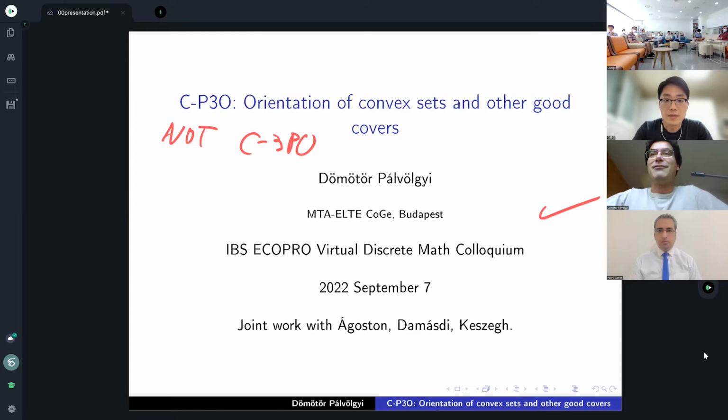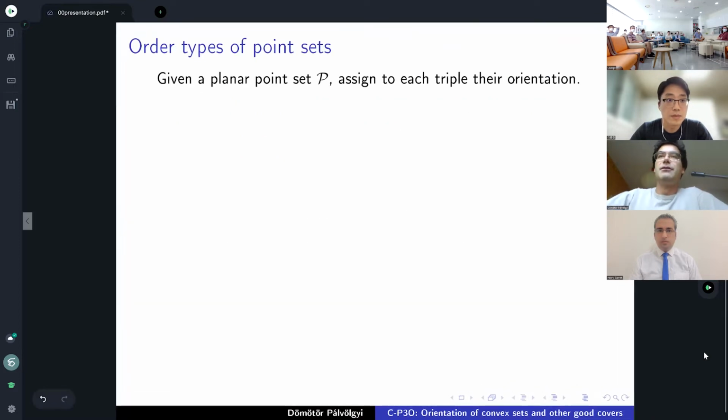Okay, so I will talk about a new orientation of convex sets that we came up with. This is joint work with two of my students, Péter Ágoston and Gábor Damásdi, and with my frequent collaborator, Balázs Keszegh. So let's see what this is all about.